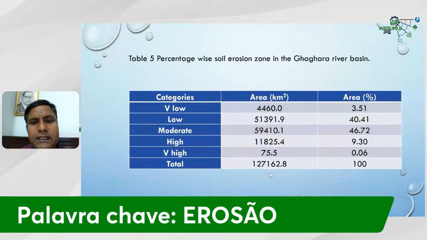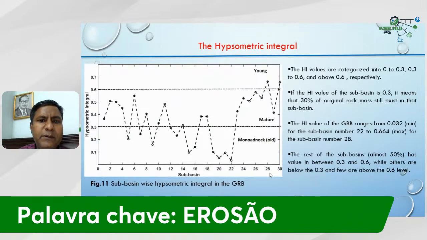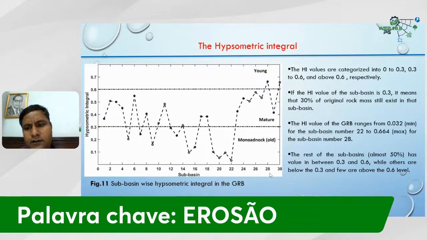Okay, so this was the area, and then we have developed the hypsometric integral curves also for the basin. We find that there are young, mature, and old areas. So the HI value of the subbasin is 0.3. It means that 30% of the original rock mass still exists in that subbasin. This is the subbasin number here.